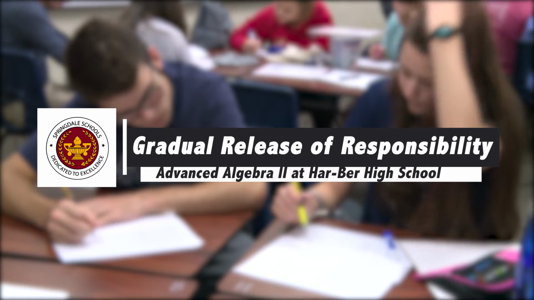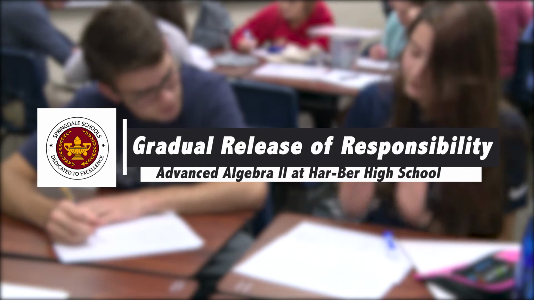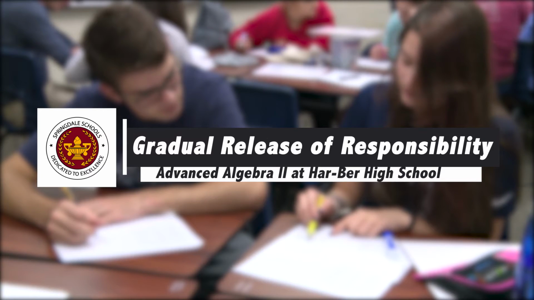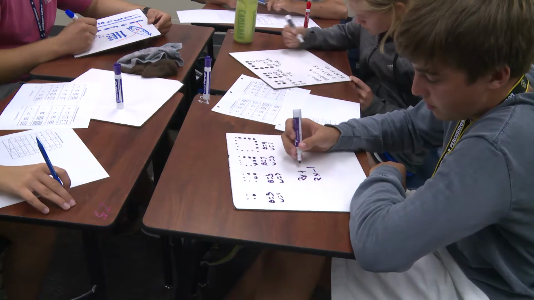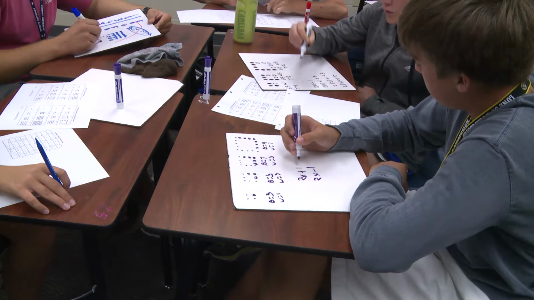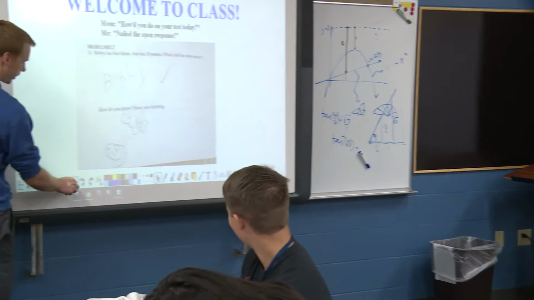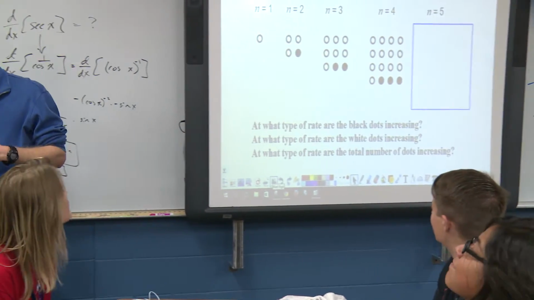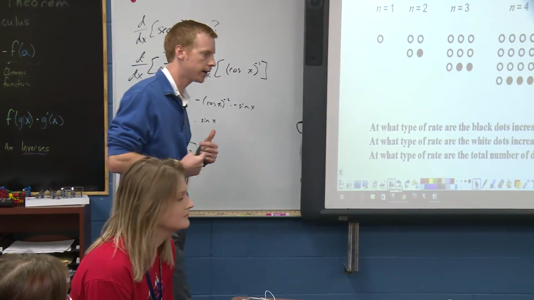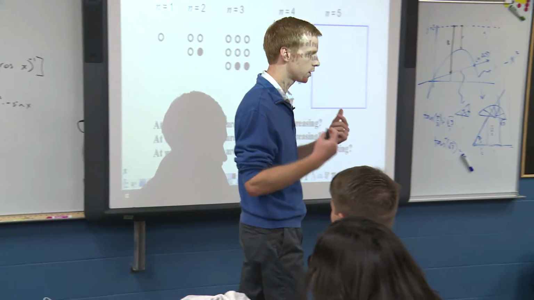GR is simply a model of putting the responsibility of the learning onto the students. So it's taking the responsibility of teaching and learning and moving it more and more into the students' hands so that they're in charge of their own learning, and it shifts the focus from what I'm doing to what the students are doing. All right, so what we're going to do today, we're going to be looking at pattern recognition, right? And then trying to quantify these patterns and generalize these patterns.